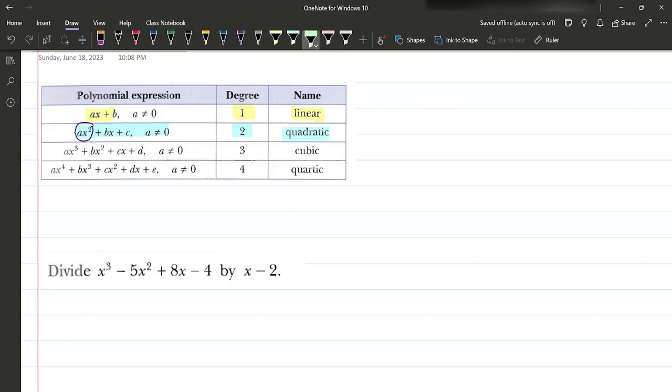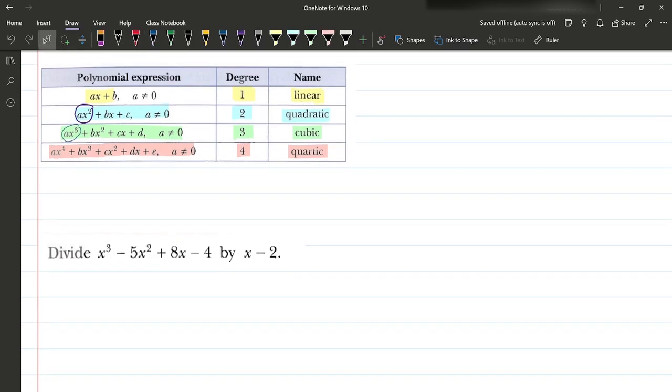Alright, moving on, we have a cubic. It's degree 3, and its name is cubic, obviously. As you can see over here, we have degree 3 because the highest power is 3. Okay, last one. This one is very uncommon, but it's good to know. This is a quartic. Degree 4 again, because the highest power is 4, and its name is quartic. They all follow the same general shape, the same pattern.